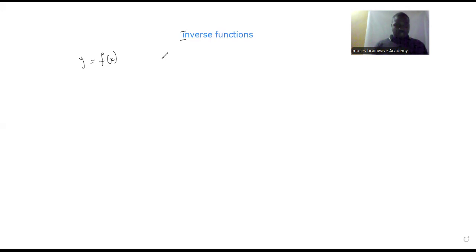Now, the function is always given in terms of x, for instance, 2x plus 1. And then we say this is our f of x. So the inverse of a function, the notation for that mathematically, is the inverse of this function. So what is actually the inverse of the function? That's what we're going to be discussing in this particular video.